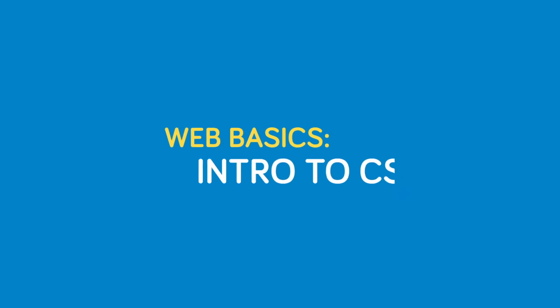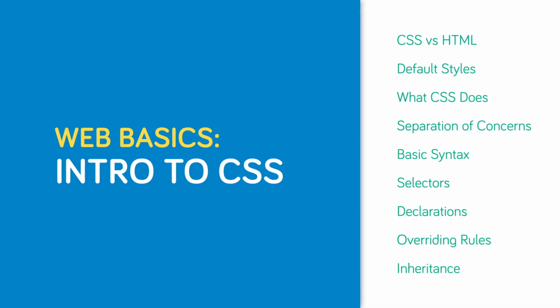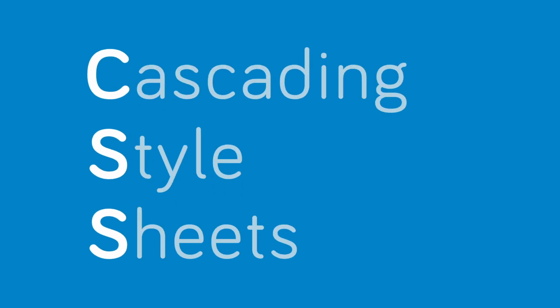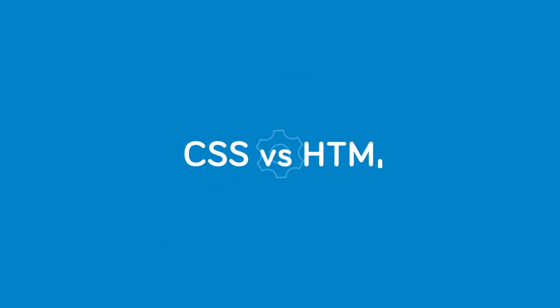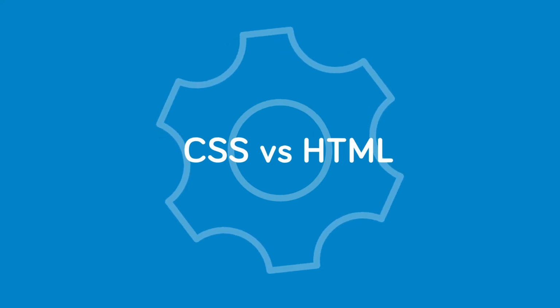After HTML, CSS is the second most important language for building websites. Let's take a look at what it is and how it's used. CSS stands for Cascading Style Sheets, but that name is pretty vague and doesn't really tell us much about it. Let's start trying to make sense of it by talking about how it's different from HTML.